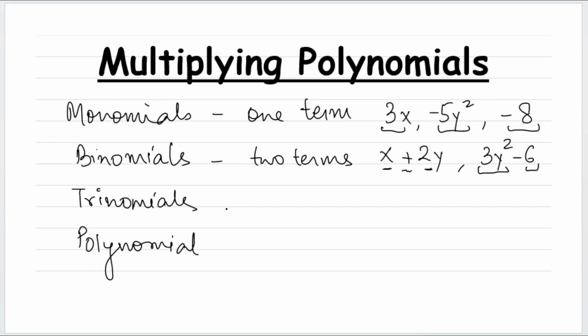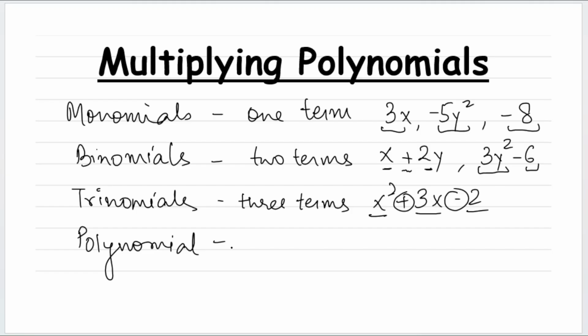Trinomial, a polynomial with three terms. So let's write any three terms. For example, x square plus 3x minus 2. It's a trinomial. There are three terms, x square, 3x, 2, separated by plus and minus sign.